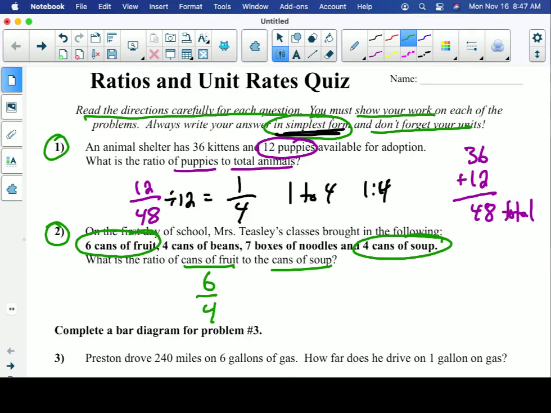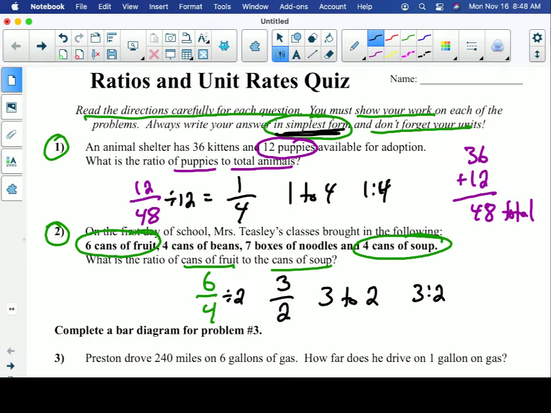But a ratio always has to be in simplest form. So we have to think about, what can 6 and 4 both be divided by? Well, they can both be divided by 2. And we get an answer of 3 over 2. Or 3 to 2. Whichever form you wanted to write your final answer in. But it's simply a matter of pulling out the necessary information to build our ratio, and then we simplify it to get to our final answer.